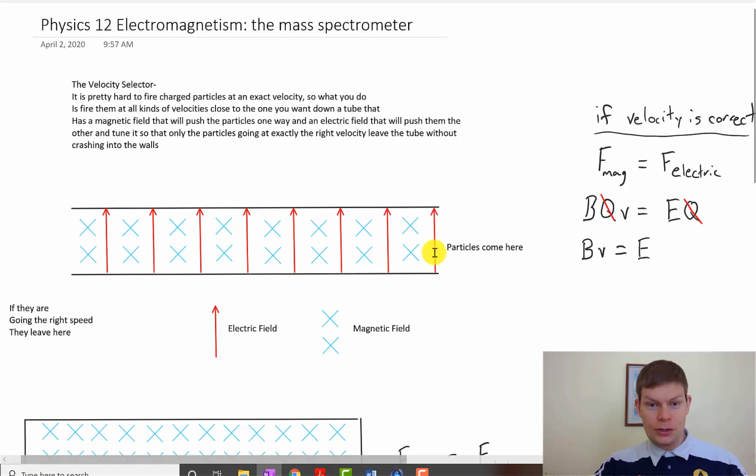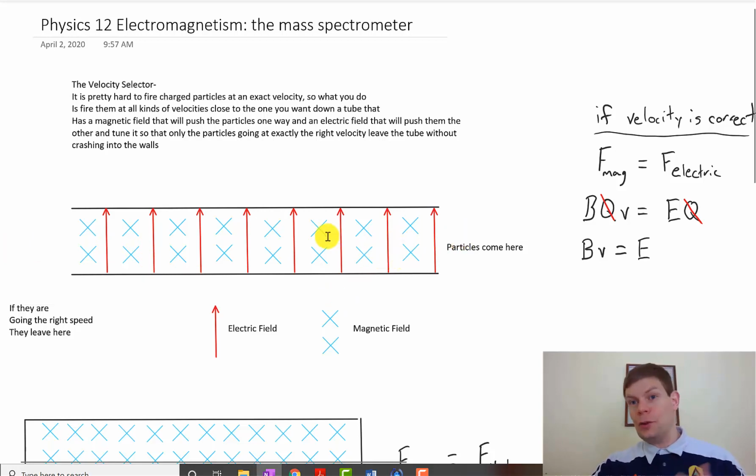So from that you can control what velocity particles exit here. If they're going too slow, the magnetic force will be less than the electric force, and if they're positive particles, they will be deflected up and smash into the top of this tube and not end up coming out the other side. If they're going too fast, the magnetic force will be bigger than the electric force, and it'll deflect them until they smash into the bottom side of the tube, and so they won't make it out.